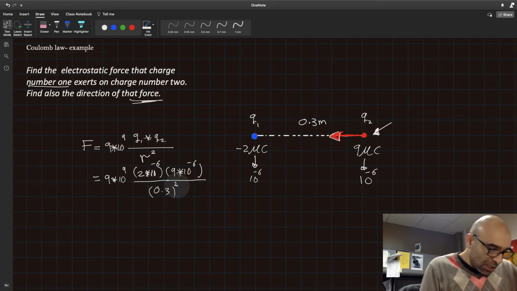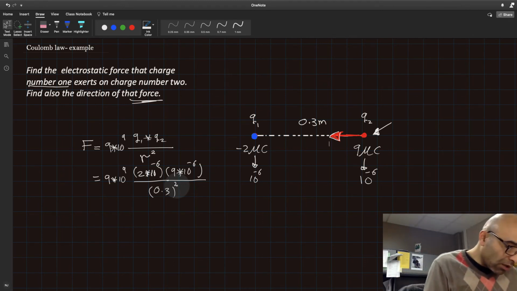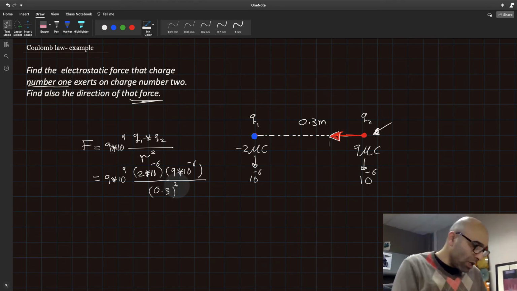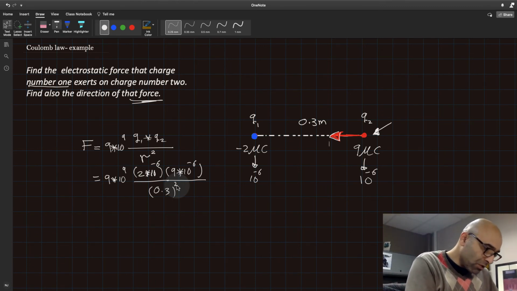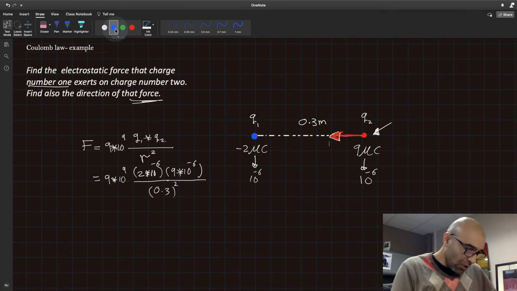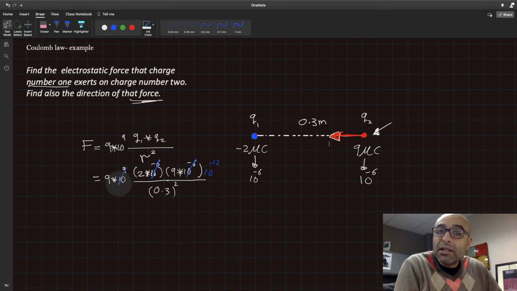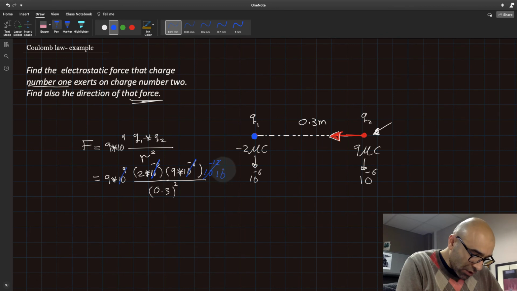All right? Now, before you start plugging things into your calculator, these are a lot of numbers, as you can see. I would suggest something: look at the numbers. Maybe in these numbers you can do something. Let's see. I am going to use the blue. Look, 10 to the minus 6 and 10 to the minus 6 is 10 to the minus 12. So this is 10 to the minus 12. 10 to the minus 12 times 10 to the 9 is actually what? 10 to the minus 3. So this goes into 10 to the minus 3.